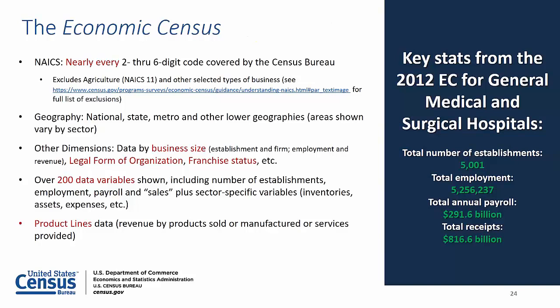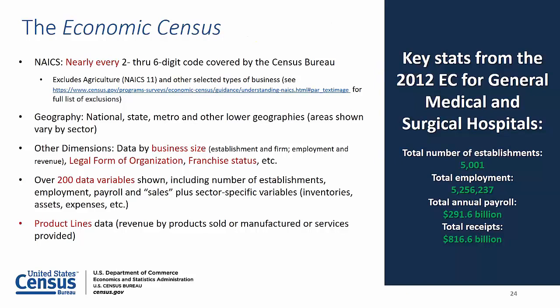Data are shown down to much lower levels of geography than some of our other programs. Those areas do vary by sector. So some sectors like retail trade publish information right down to the place, city, town, village, borough, where other sectors like utilities only go down to state and metro. The Economic Census also publishes this data by business size. Census Bureau doesn't actually recognize the official SBA definition of what a small business is. Instead, we publish data broken out by the size of the establishment versus the firm, so the individual business location versus the company, and we break out that size breakout both by employment size and by revenue size.